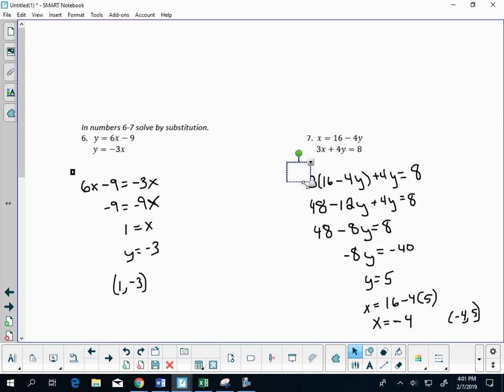On the second one, the x is solved for, so I took that and I substituted it in where there was an x. So 3 times 16 minus 4y plus 4y, distribute. Then my y's are on the same side of the equal sign, so those need to be combined. Subtract 48 from both sides. Divide by -8. Then I plugged that back into the top equation to get my x value. I got -4, 5.